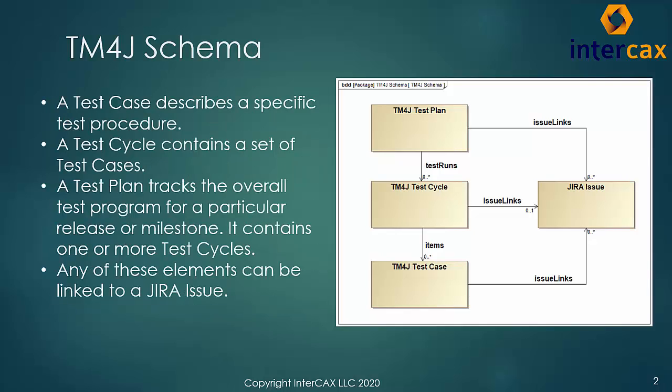A simplified schema of TM4J models is shown here. A test case contains a description of a method for testing a specific aspect of the system. A set of test cases comprises a test cycle. A test plan is composed of one or more test cycles and can track progress towards achieving a particular milestone in system development. Any of these TM4J artifact types can be linked to a Jira issue.